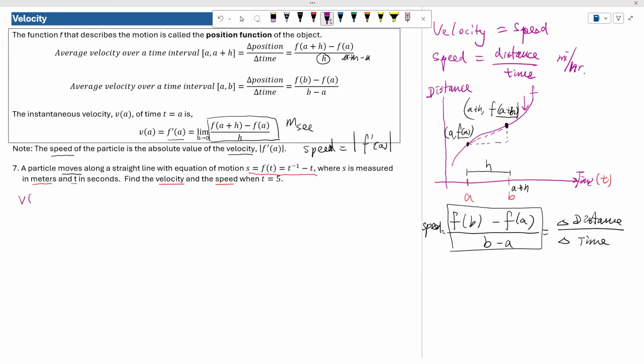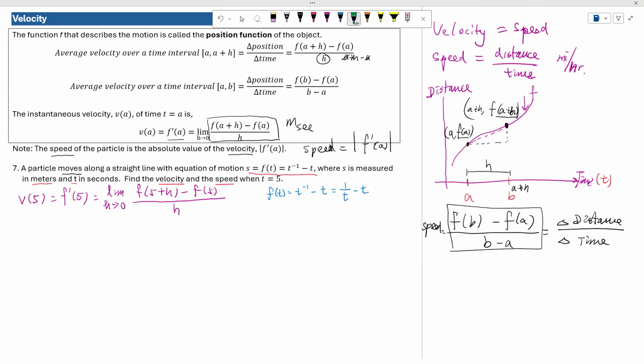So first, we would like to set it up. I would like to find v of 5, which is the instantaneous velocity at t equal to 5. So which is f prime of 5, which is equal to the limit as h approaches 0 of f of 5 plus h minus f of 5 over h. Now look at the function. I have f of t equal to t to the negative 1 minus t, or I could rewrite this as 1 over t minus t.